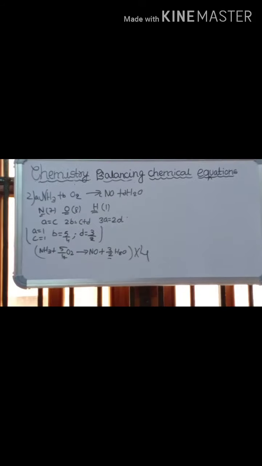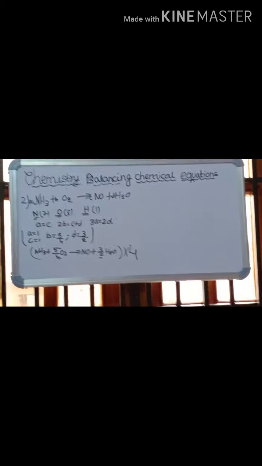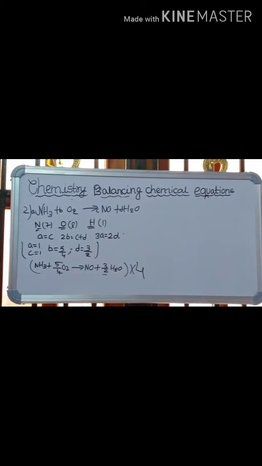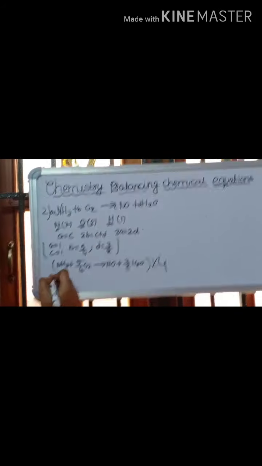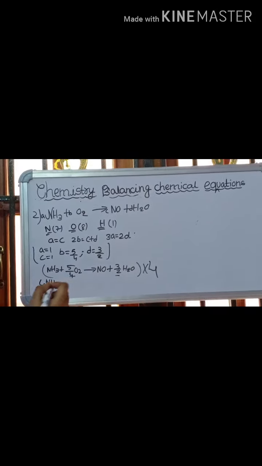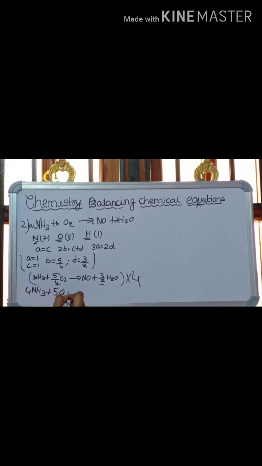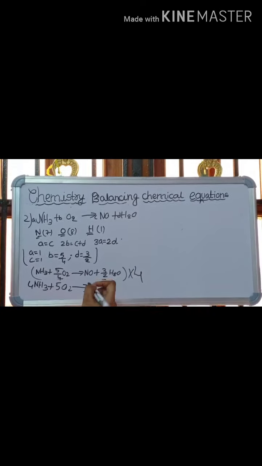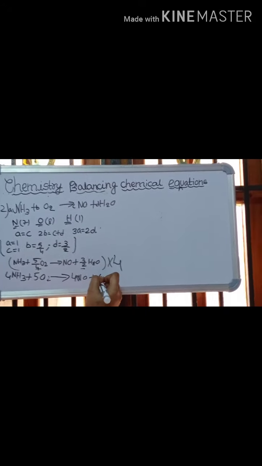Keep in mind, if there are 2 numbers in the denominator, we need to find the LCM of the 2 numbers, and we need to multiply the whole equation with that number. On multiplying the whole equation with that number, we will get 4 moles of ammonia plus 5 moles of oxygen gives rise to 4 moles of nitrogen monoxide and 6 moles of water.